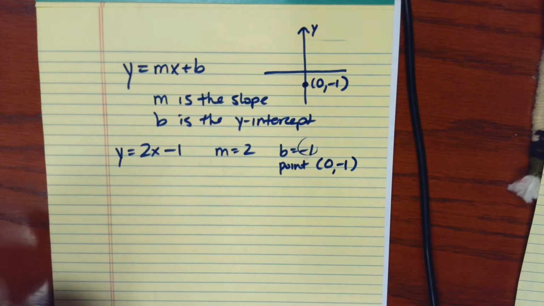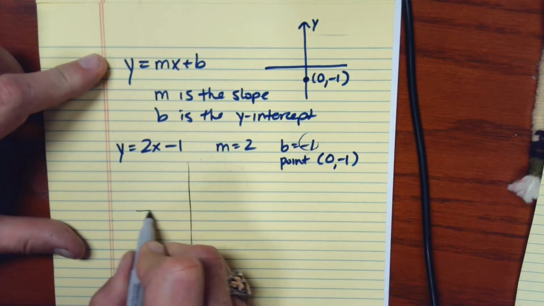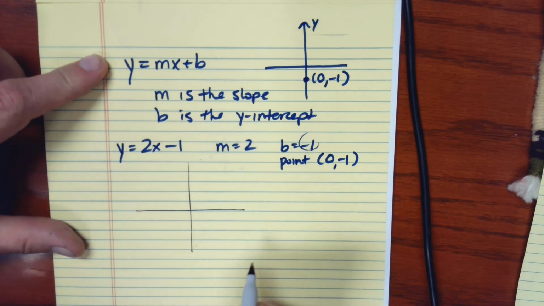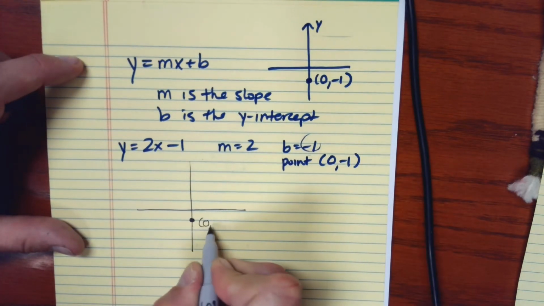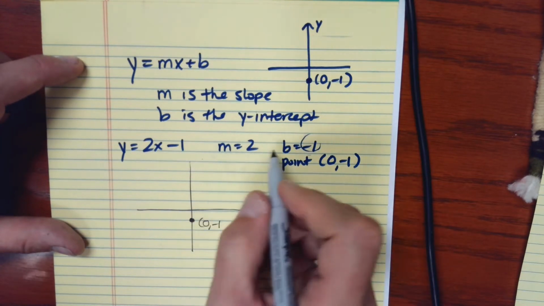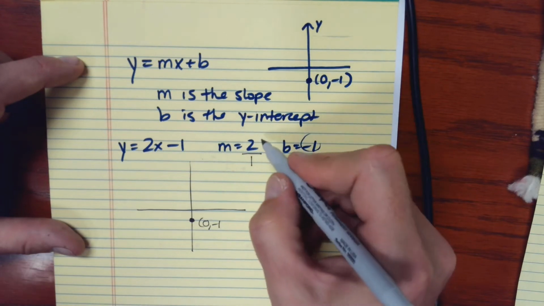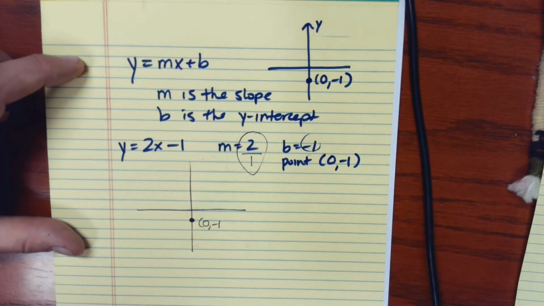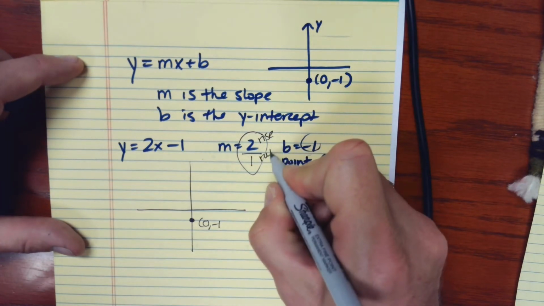So how does this help us in graphing? If we want to start with a fresh set of axes, we'll start with this point 0, negative 1. And I know that the slope is 2, but I want to write this in my rise over run form. So I'm going to write it as a fraction, and I can just put a 1 in the denominator there. So this is my rise, and this is the run.